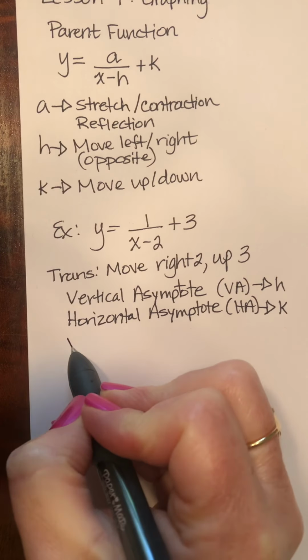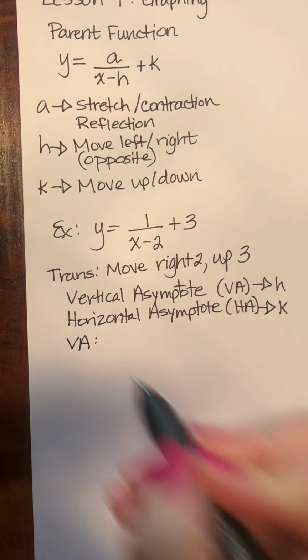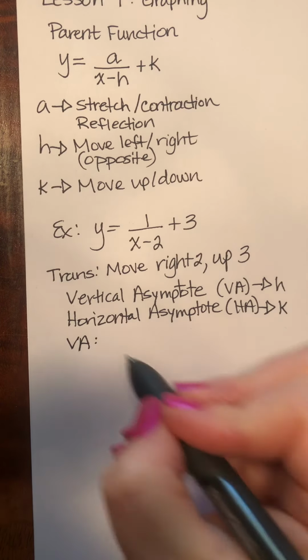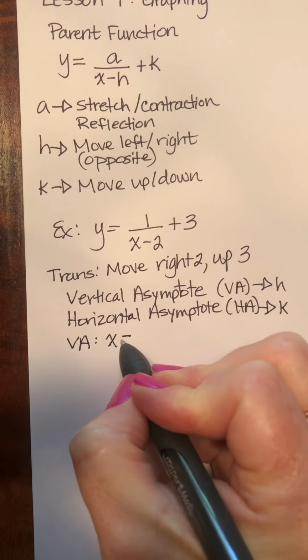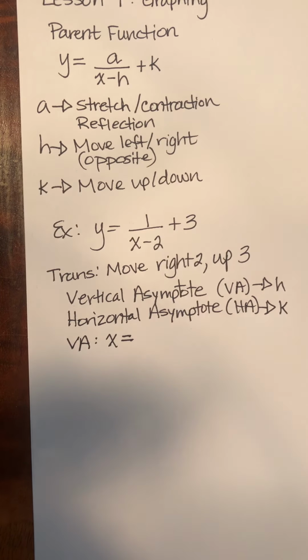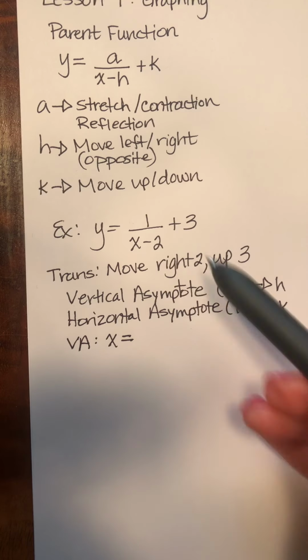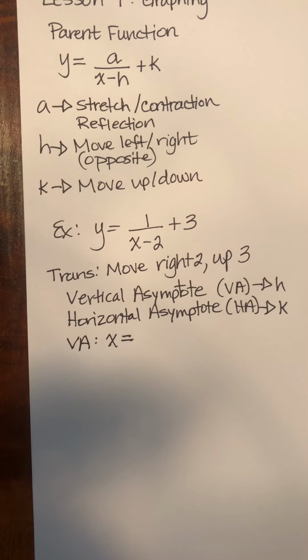So the VA is always going to be in the form of an equation, x equals a number. Well, what number do you see with x? You see negative 2, but remember, we're changing the sign of it. So that's going to change to a positive 2. So the vertical asymptote is x equals 2. Now, what that means in terms of a graph, we're going to look at in the next lesson.